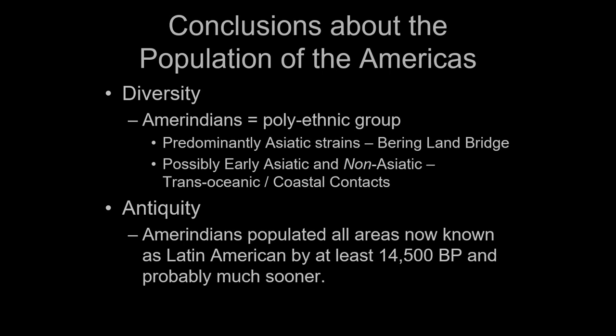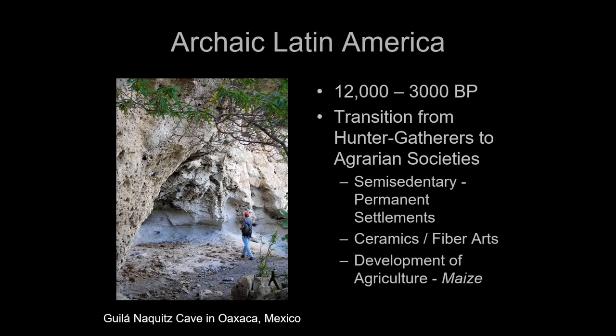So let's move on. What happens once these people are here? Well, then we start moving into what we call the Archaic Period. So 12,000 to 3,000 years before the present. It varies by region. But generally, after this Paleo-Indian period, we move into what we call the Archaic Period. And this is where we have the transition from hunter-gatherers, who are mostly killing and gathering their food, to agrarian societies, that is to farmers, from people who move around to follow the food because they're following migrating herds of animals, to people who produce their own food.